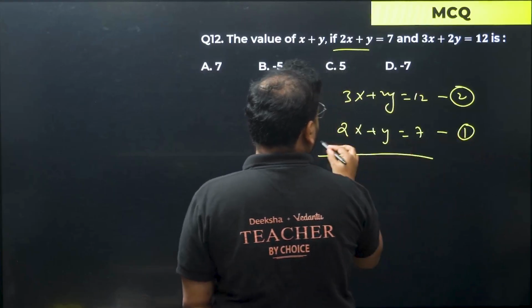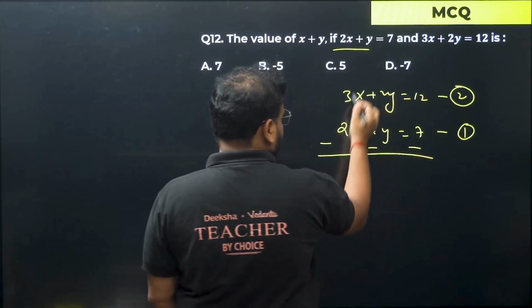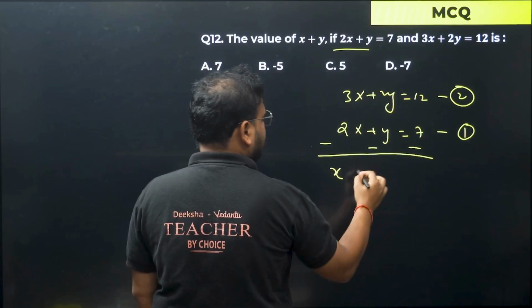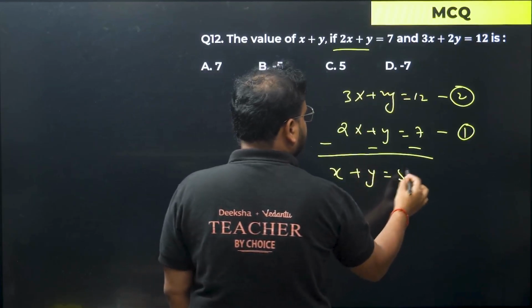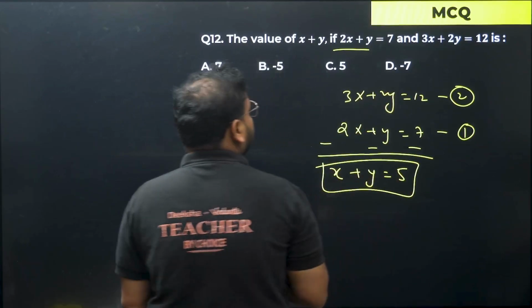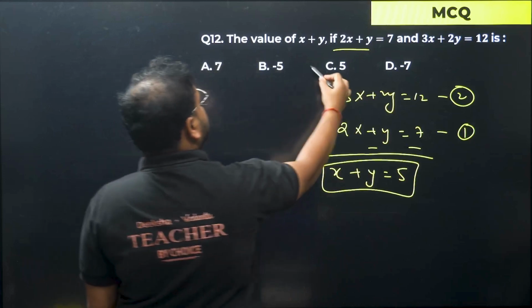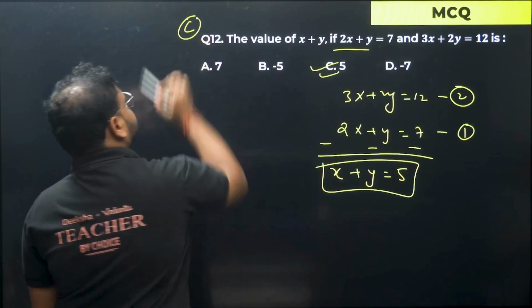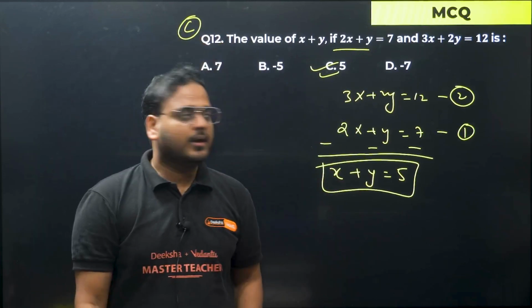Subtract these two now. I get minus minus minus. 3x minus 2x is x. 2y minus y is again y. And 5. I get x plus y as 5. What are they asking? X plus y. Option is C.